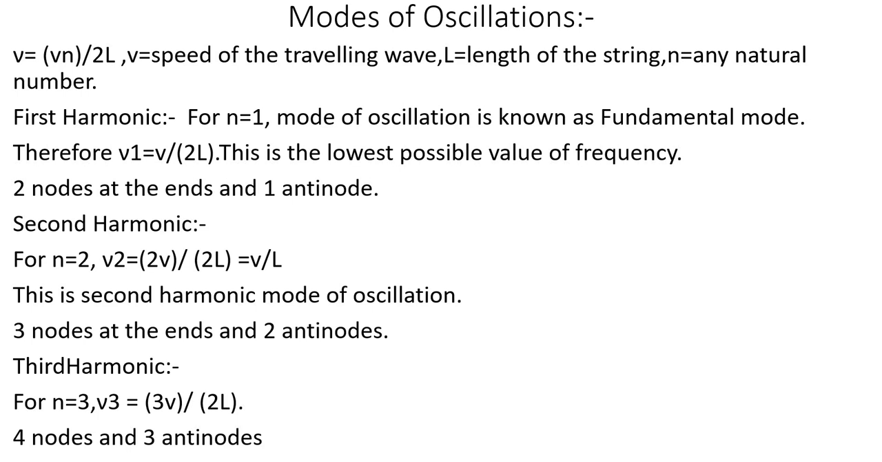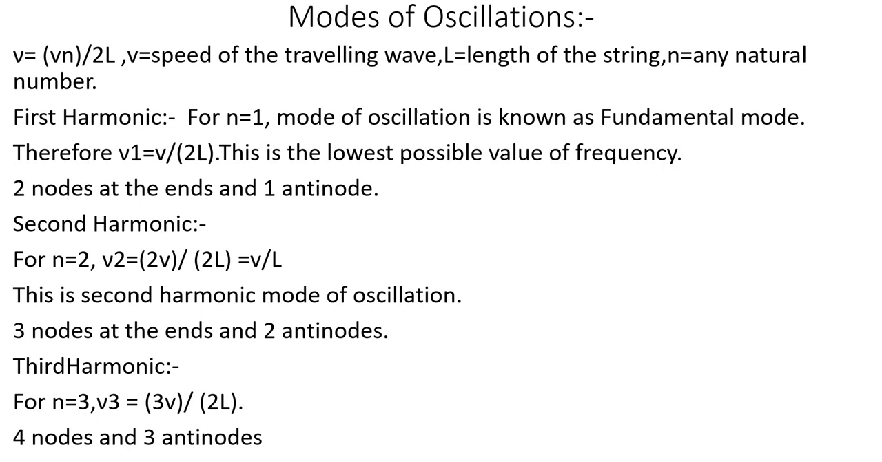So v by 2L is the least possible value of frequency for a string that can oscillate when both ends are fixed. Okay, so we can say two nodes at the ends, and in between one antinode will be there. Now n stands for harmonic. Second harmonic means if you substitute n is equal to 2.